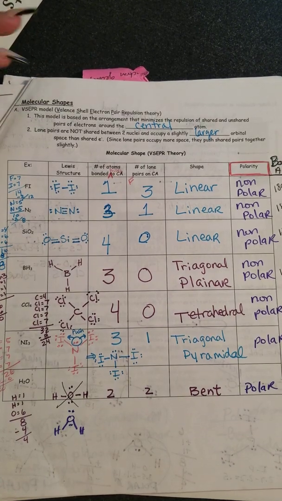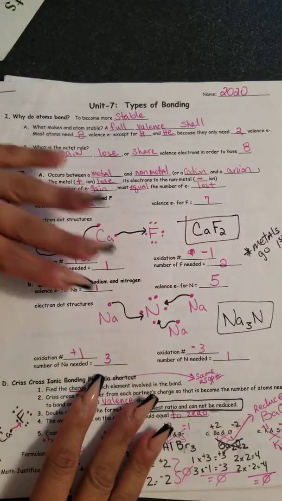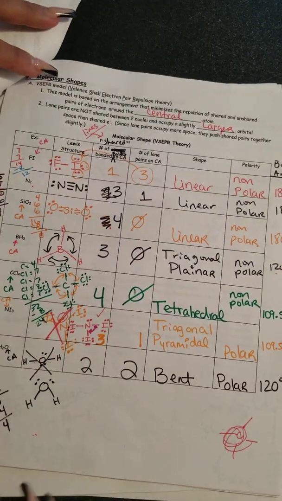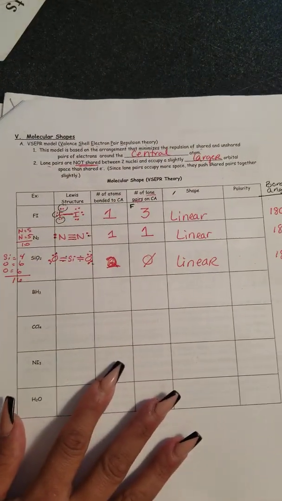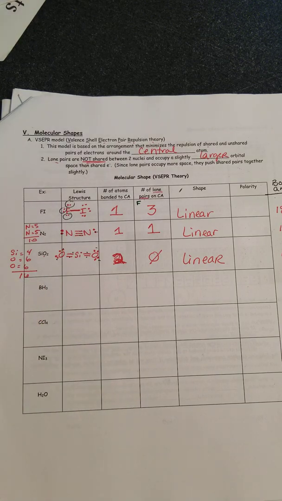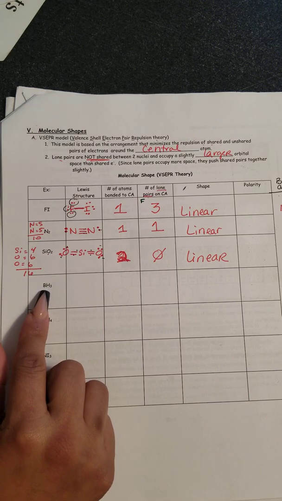Okay, so let's go ahead and continue with our notes. Oops, wrong set of notes. Here's our notes. All right, so we stopped over here at SiO2. Now we're at BH3. So let's go ahead and continue.